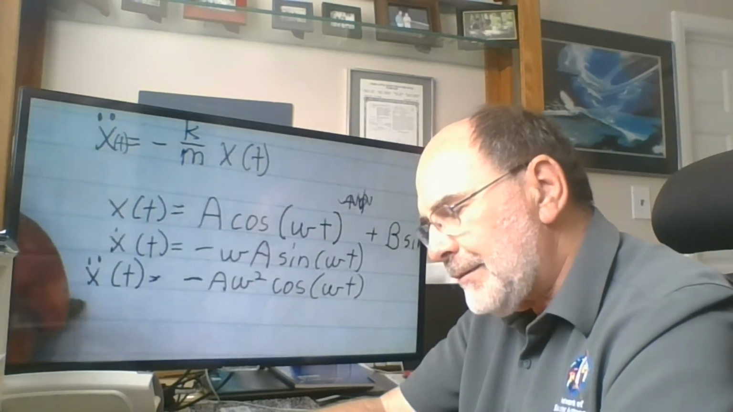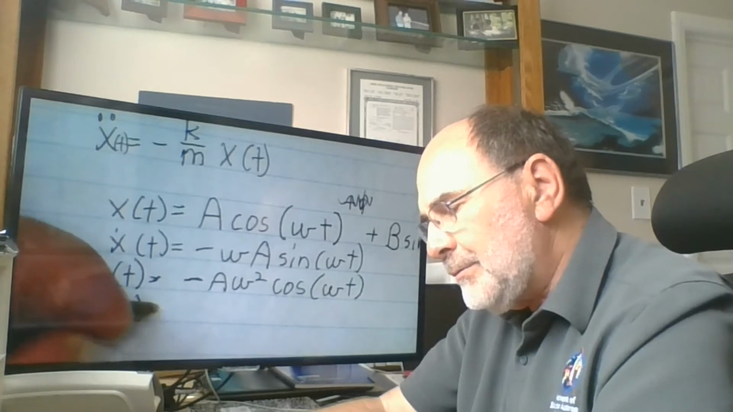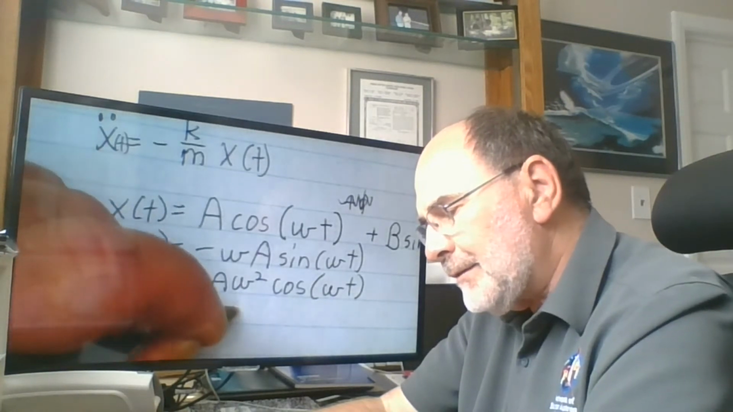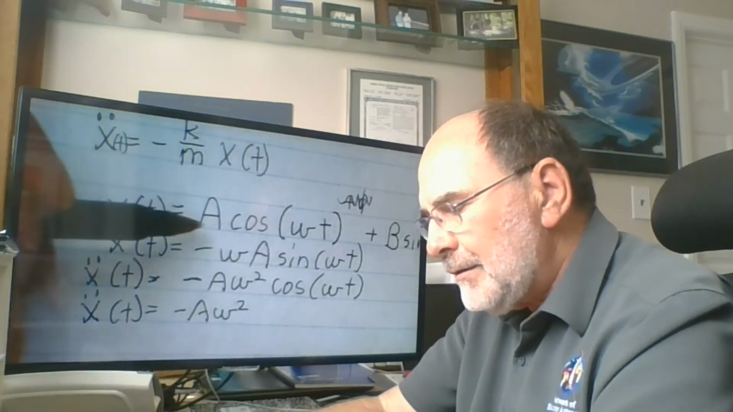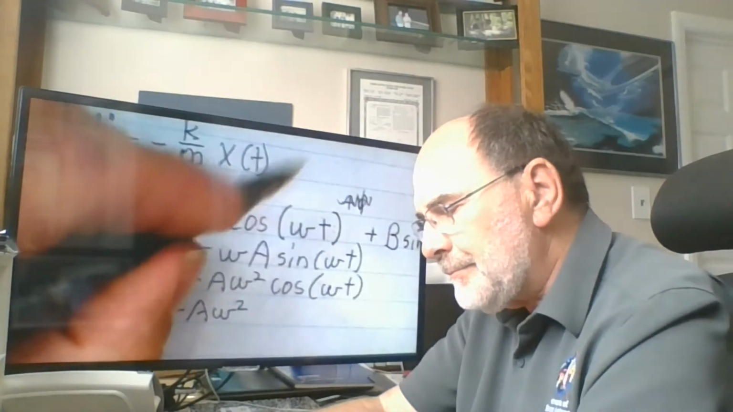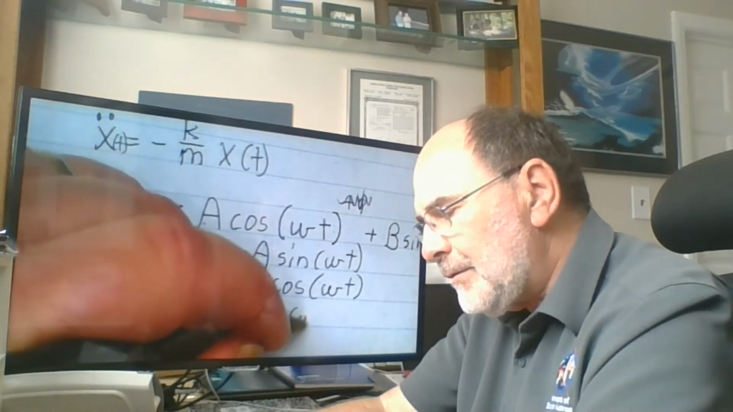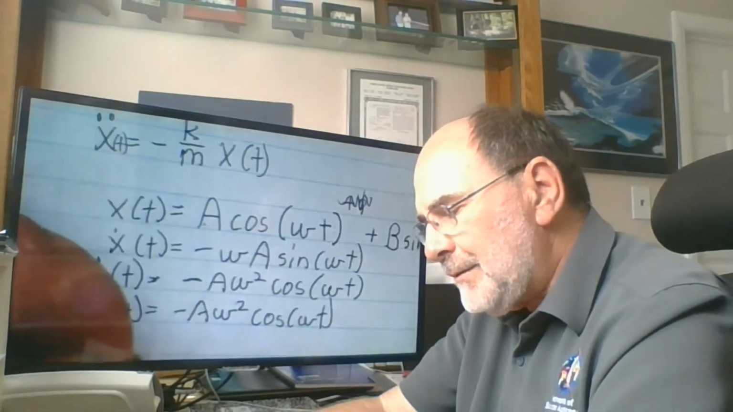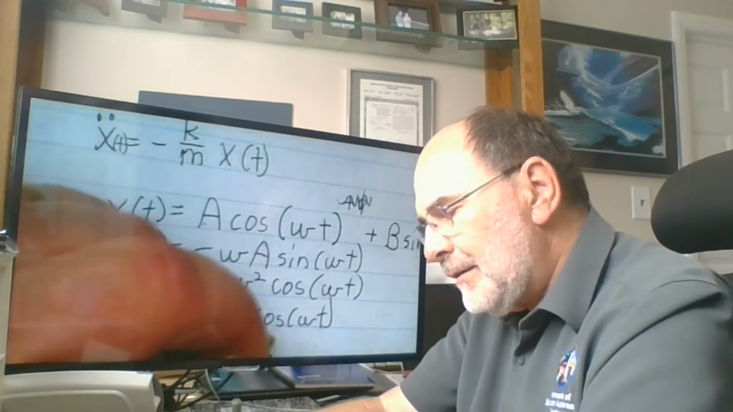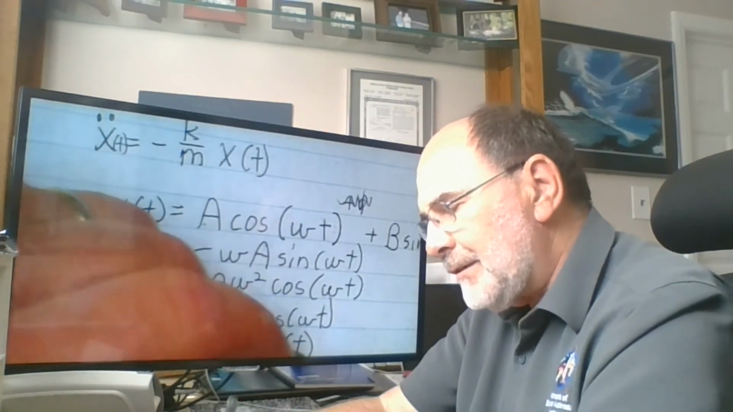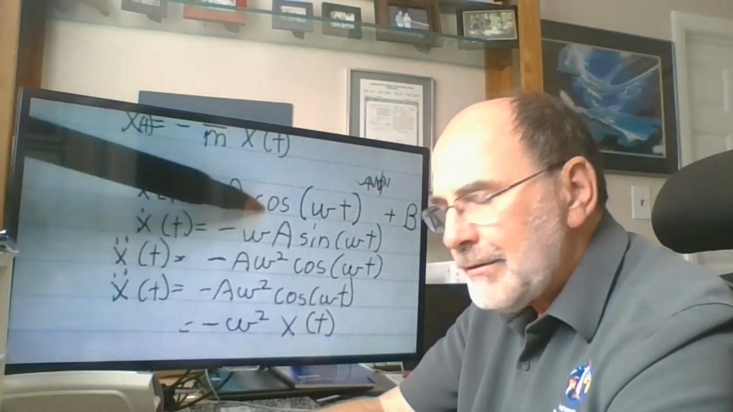Okay, so let me try to write it that way. This is equal to negative a omega squared times, I guess I just need to write it again, cosine omega t, which means negative omega squared times the original function of t. Ta-da! The original function was a cosine omega t.